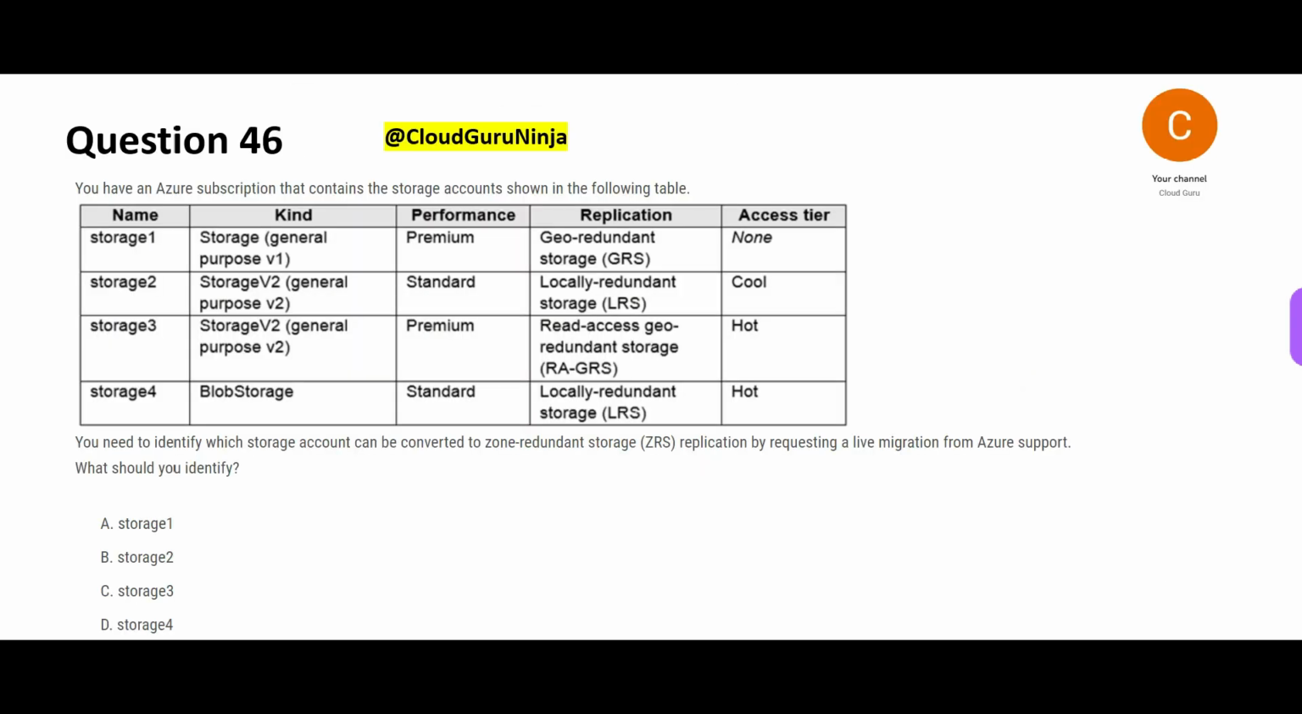Let us look at this question now. You have a subscription and it has these storage accounts. The question is saying you need to identify a storage account that can be converted to ZRS. One thing you should remember, only LRS and GRS can be converted to ZRS. From a certification perspective, people are only asking you about V2 and not V1. So eliminate V1 here, and as well as they are not talking about blob storage. So between these two, always remember that LRS or GRS cannot be converted, it is not supported for conversion to ZRS. So we are left with one option, that is storage 2. That is this one. So this would be our final answer.